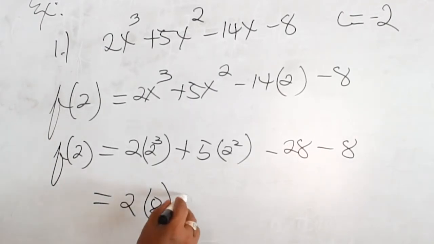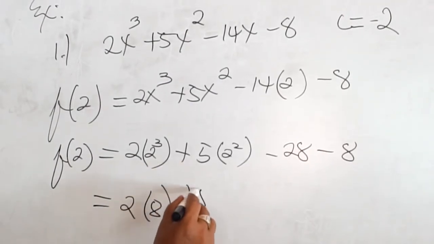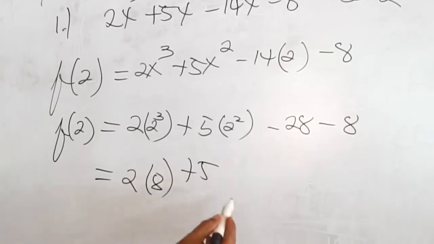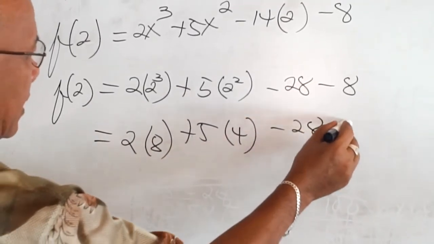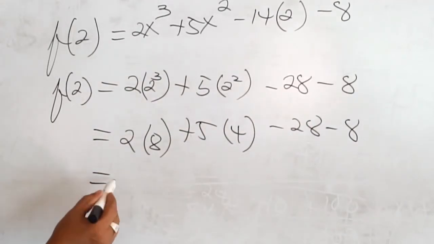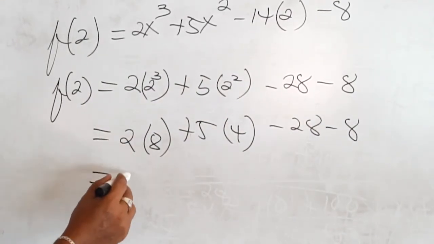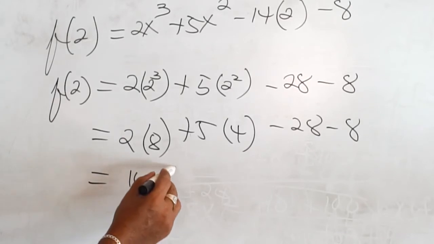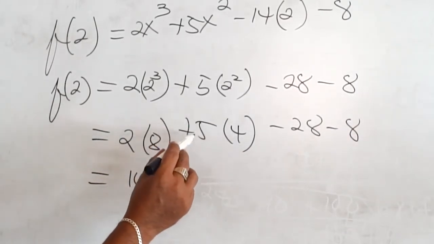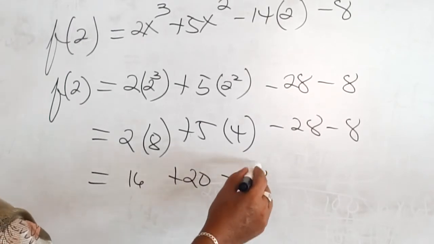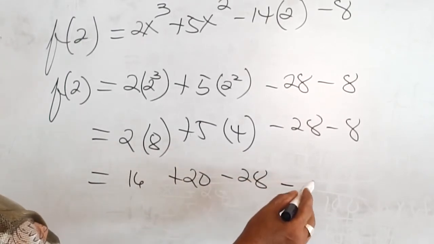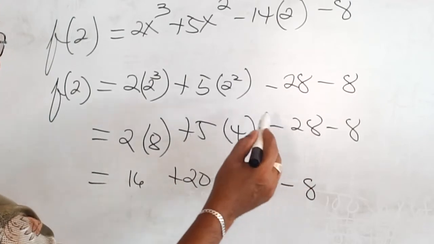Then we have positive 5, the square of 2 is 4. Then negative 28, negative 8. Then simplify, 8 times 2, we have 16. Then positive, 4 times 5, okay, we have 20. Then negative 28, then equals negative 8.